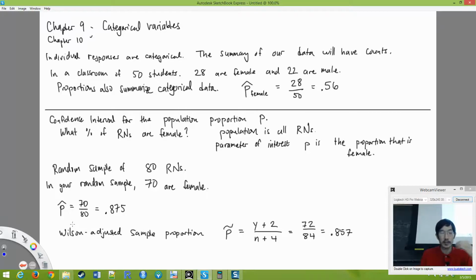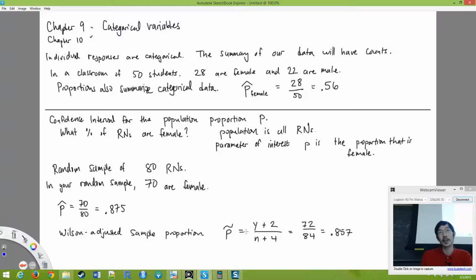By using the Wilson adjusted sample proportion, you add 2 to your observed count and 4 to the sample size. So if you looked at 200 people and encountered no one with the disease, your Wilson adjusted sample proportion would change from 0 over 200 to 2 over 204. So it gives you at least a non-zero value to work with, which will produce a standard error.